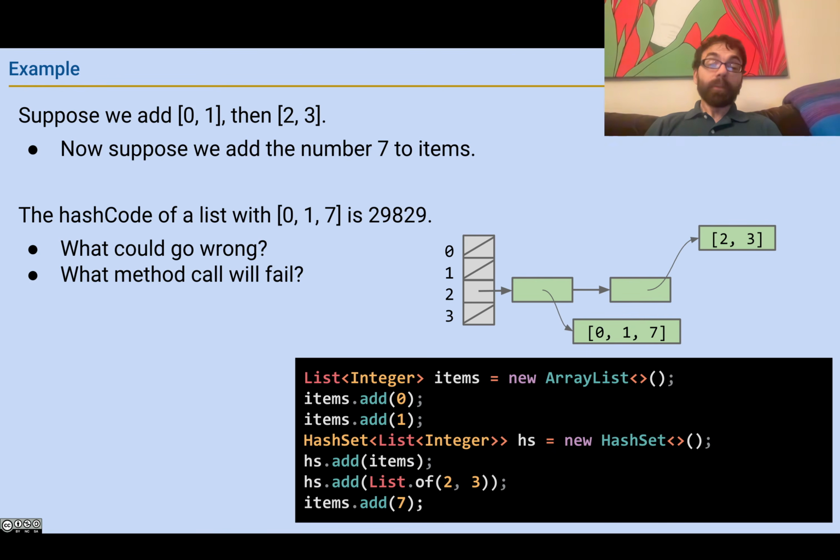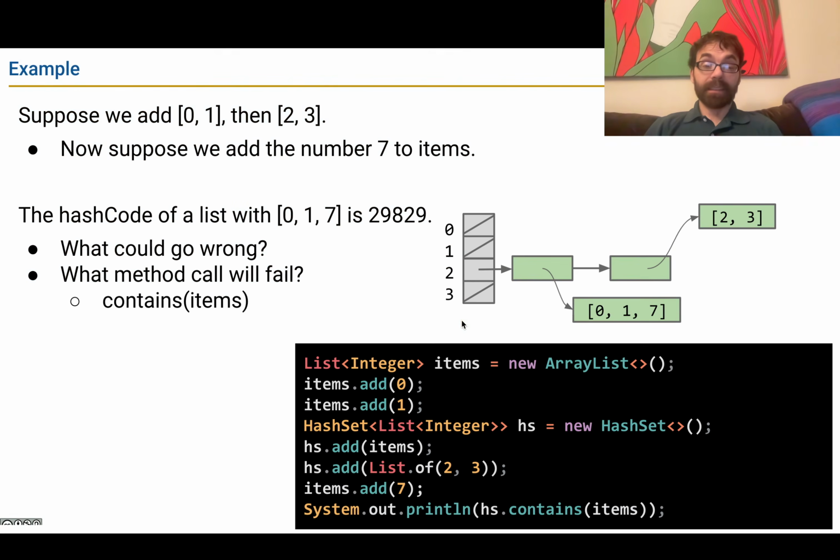Imagine I simply say, hey, hash set, do you have the items list I gave you? So here's items, I added 0, I added 1, and then I added that list to the hash set, and then I add 7 to the list. When I ask the hash set, do you have this list that has 0, 1, and 7 in it? It will say, no, I don't.